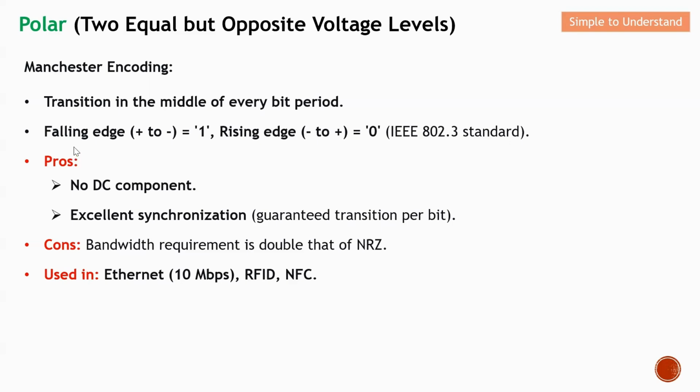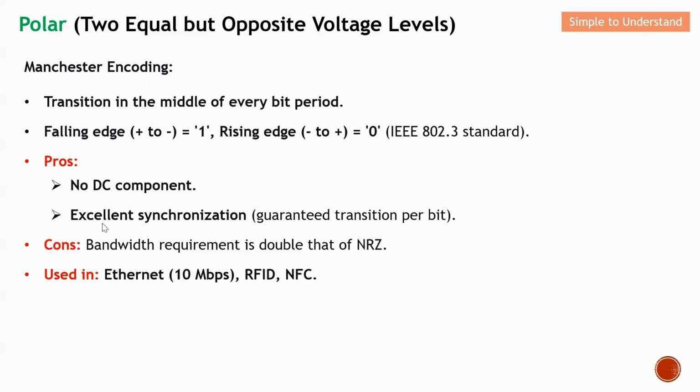Coming to the pros of Manchester, there won't be any DC component. We are going to have excellent synchronization, because right in the middle, we will have some form of transition. So if, let's say, it's a string of ones or a string of zeros, we won't become unsynchronized. With Manchester, the key advantage is synchronization, which is guaranteed because there is a transition for every bit.